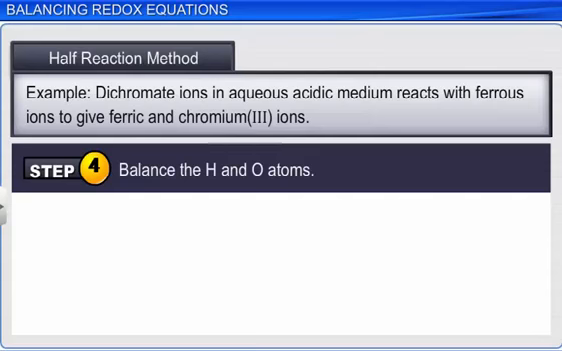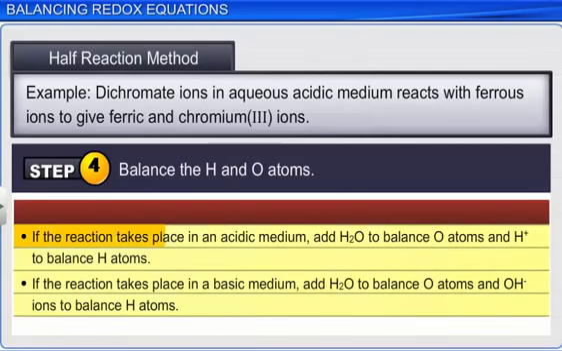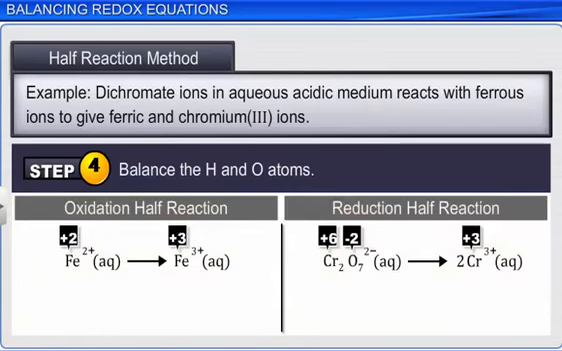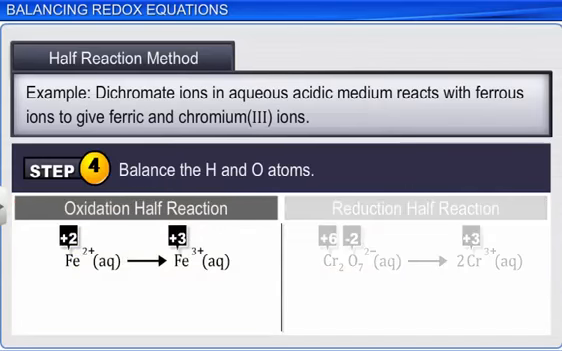If the reaction takes place in an acidic medium, add H2O to balance O atoms and H+ to balance H atoms. If the reaction takes place in a basic medium, add H2O to balance oxygen atoms and OH- ions to balance hydrogen atoms. In this case, in the oxidation half, there are neither oxygen nor hydrogen atoms.